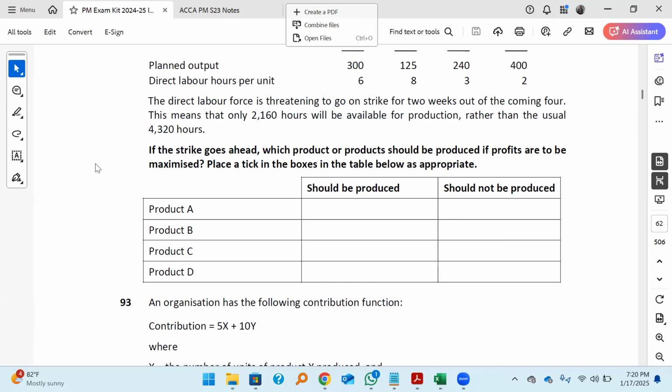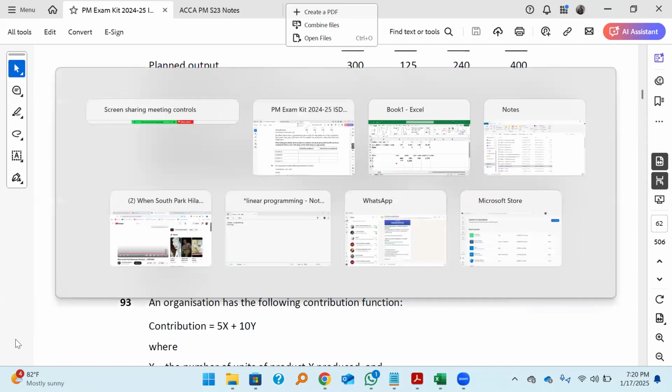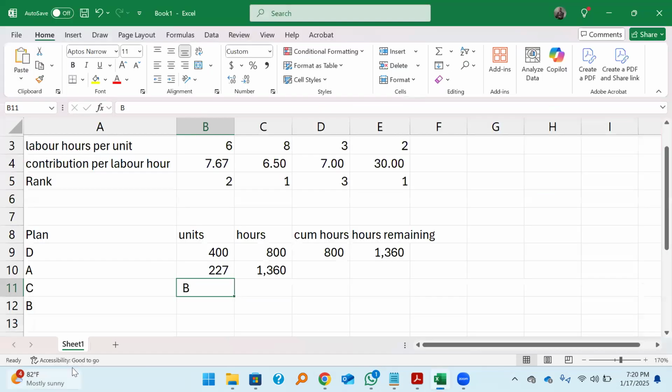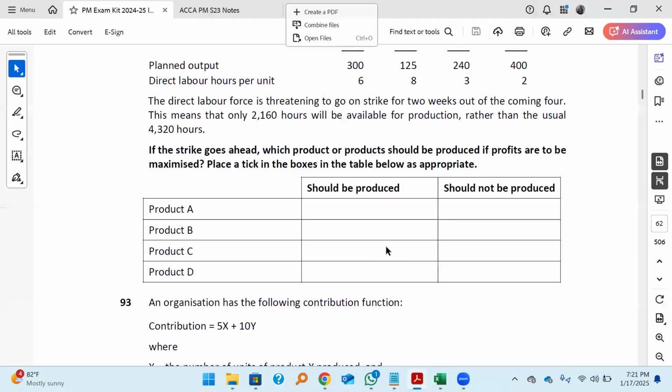Because we are now using this as a learning moment, knowing that you produce A, these are the hours. The cumulative hours now will be 2,160. And if I move this one down, you see that I have no more hours left, which means that I don't make anything else for A, for C, or for B. So this is when you have only one limiting factor.